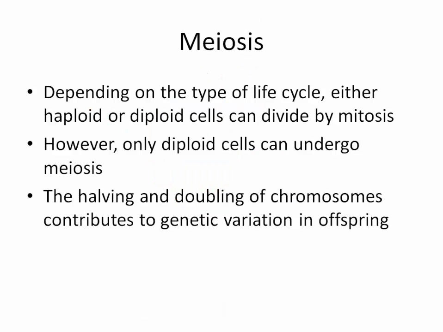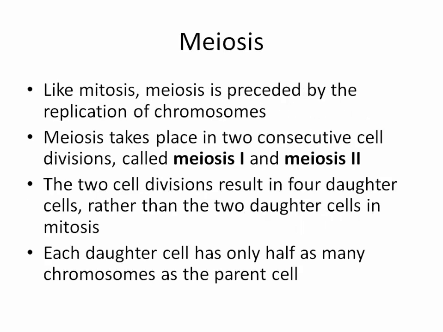That's what they do. Depending on the type of life cycle, either haploid or diploid cells can divide by mitosis. However, only diploid cells can undergo meiosis. So that's one big difference. Although haploid cells can divide by mitosis, the only cells that can undergo reduction of chromosomes would be the diploid cells. The halving and doubling of chromosomes contributes to genetic variation in offspring.